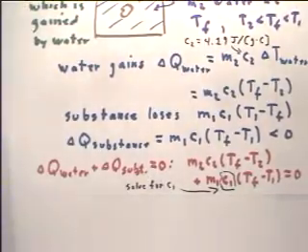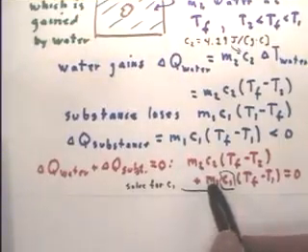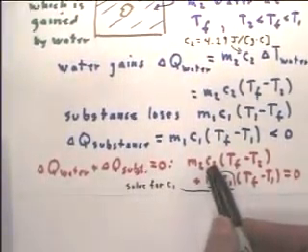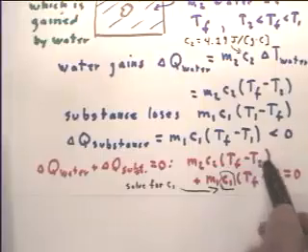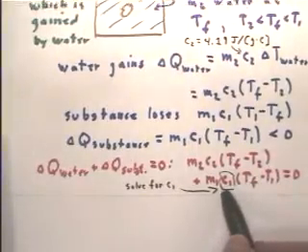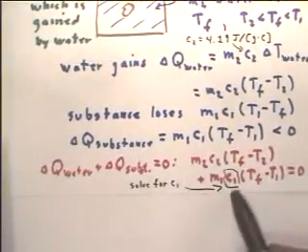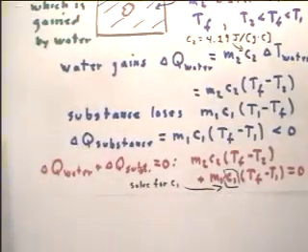In the given problem, we know the two masses, we know the specific heat of the water, we know the final temperature and the two initial temperatures. The only thing we don't know is C1, so this is an equation that can be solved for C1. And that's the strategy we use in solving this problem.